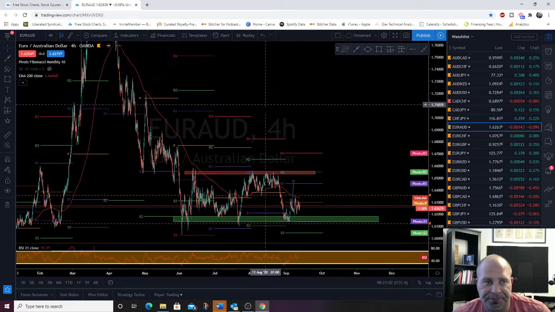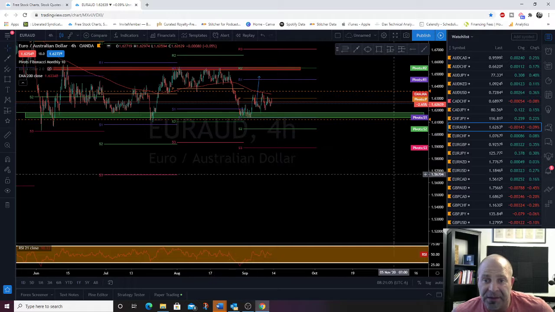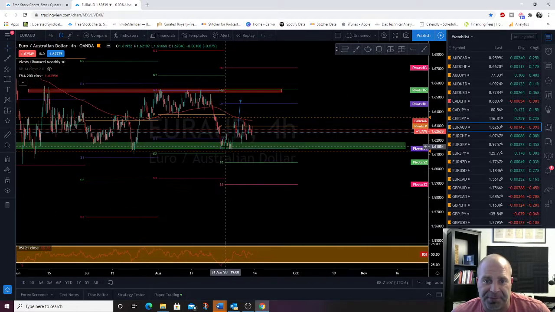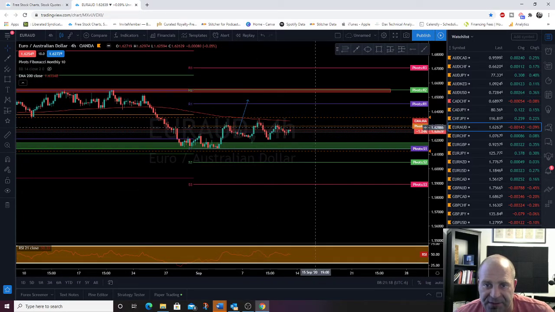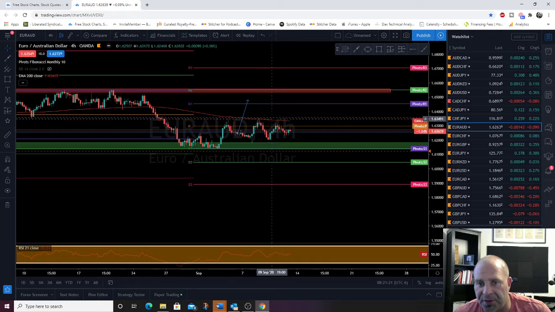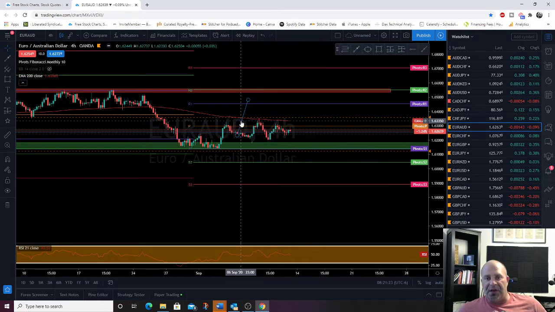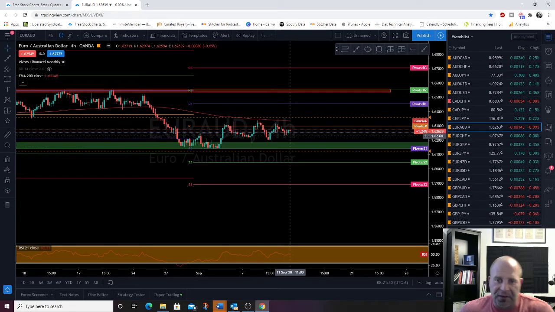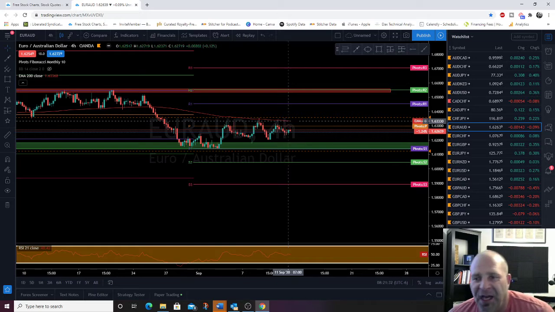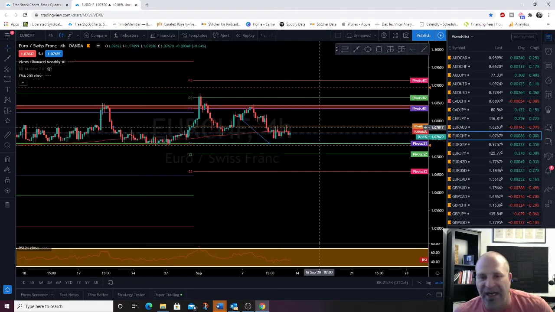EURAUD. So we're definitely finding support down in this area. We were looking for a more bullish run last week, and we just didn't get it. We just ended up hanging out in this little zone down here, right below the 200 period moving average. So I'm not going to look long unless we break above that, or if we come down here and test this again, I will look for that long.